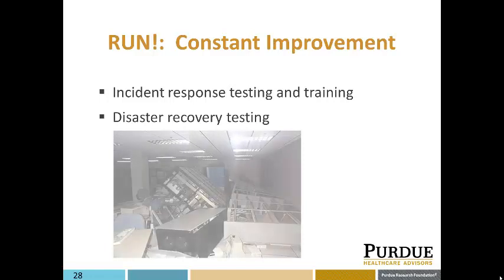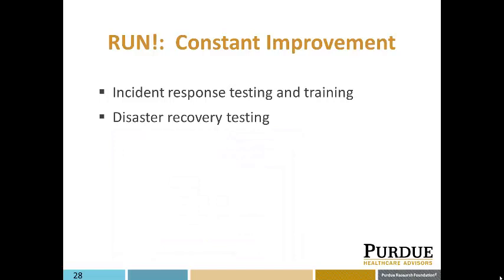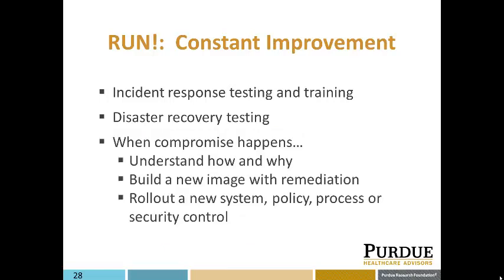Have you ever actually tested reverting to your cold site, or maybe you have a backup application somewhere that you can roll over to, but you've never tested it because there's never either been a need or you're unsure of whether it's going to roll over correctly, and of course you just can't deal with that outage at the moment. When compromise happens, right, continuous improvement, you need to understand how and why it happened.